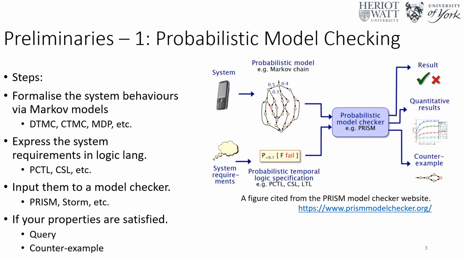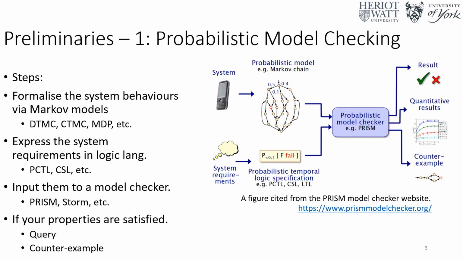So what is probabilistic model checking? It is a formal technique for verifying quantitative properties like reliability and performance of systems characterized by stochastic behaviors. And I'm using this figure I found on the website of Prism, which is a very popular model checker, to present the basic ideas and steps of doing probabilistic model checking.